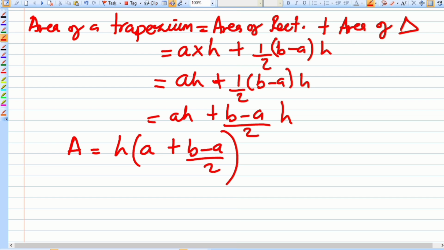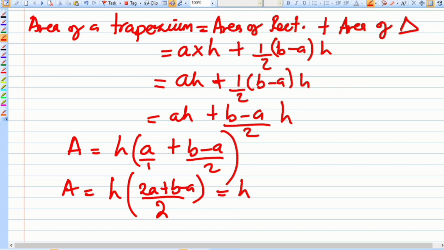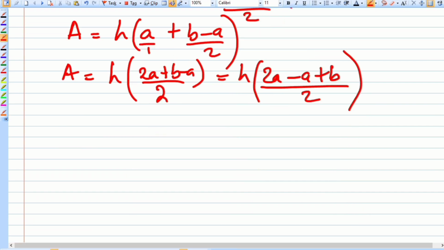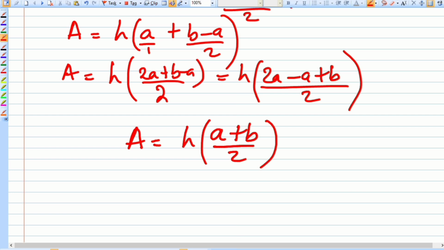So let's simplify the brackets. We have our area as H into, so we have a common denominator of 2. So this A is over 1. So 2 into 1 is 2. 2 times A is 2A plus B minus A. So this is what we have. So finally, we have H equal to, let's collect like terms there, 2A minus A plus B all over 2. So our area A is equal to H bracket, 2A minus A is what? A plus B all over 2. So this is the area of a trapezium.